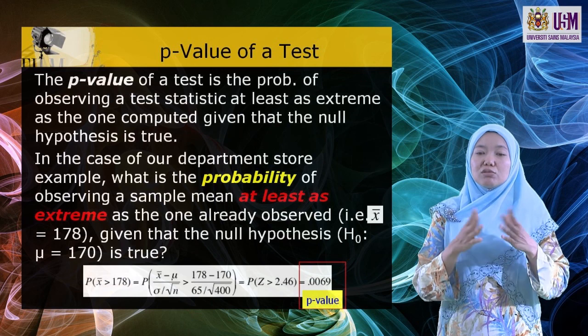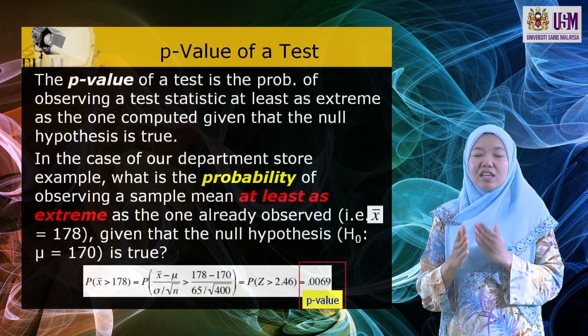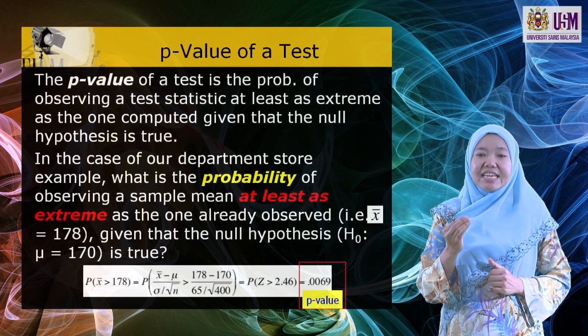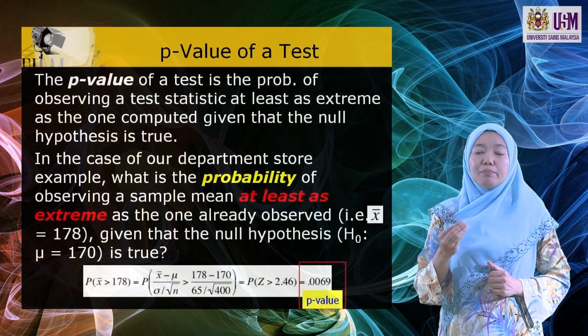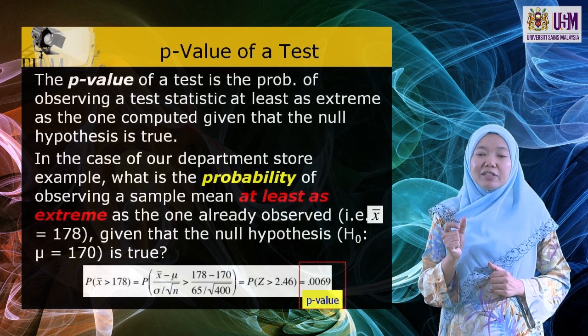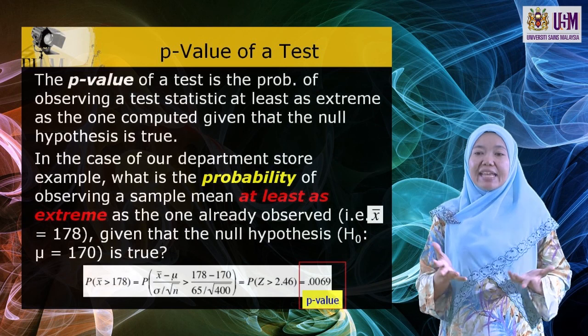So you get to write that as the probability of Z greater than 2.46. The probability of Z greater than 2.46 is equal to 0.0069. So this is the actual probability. We call this the p-value of a test.